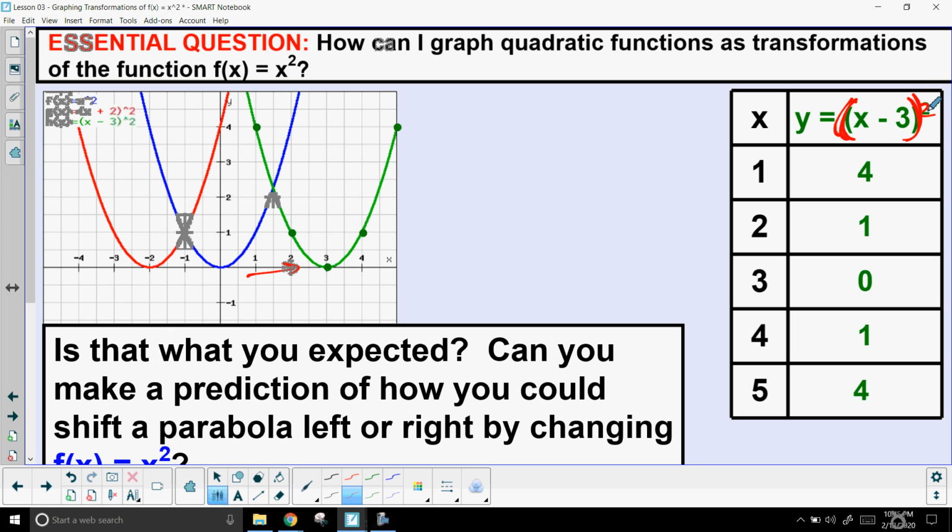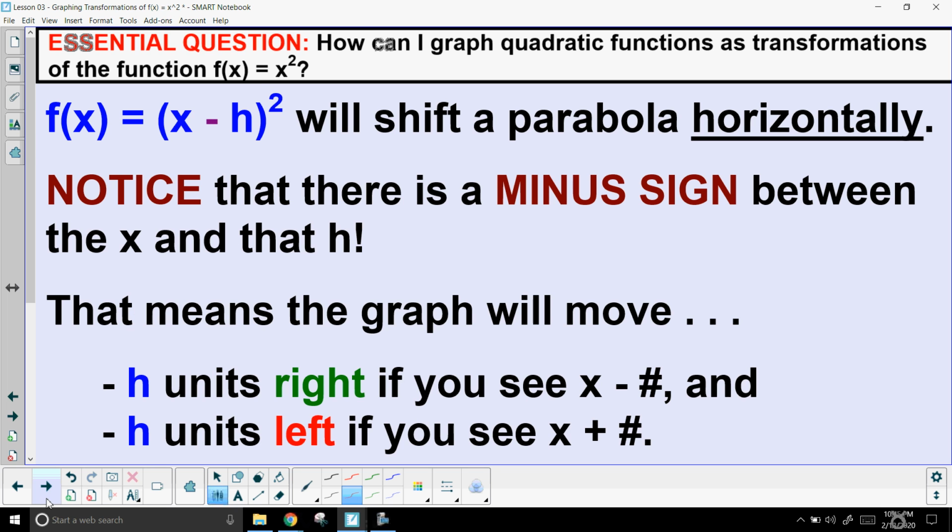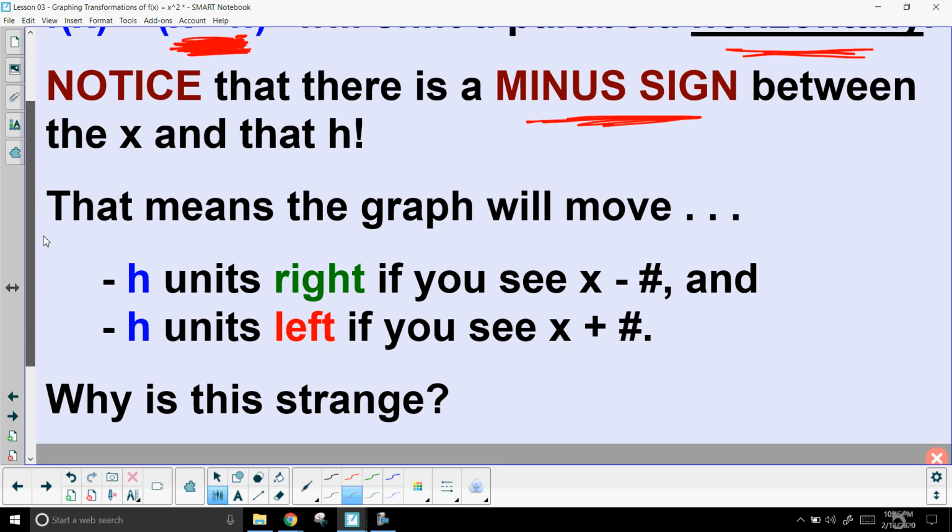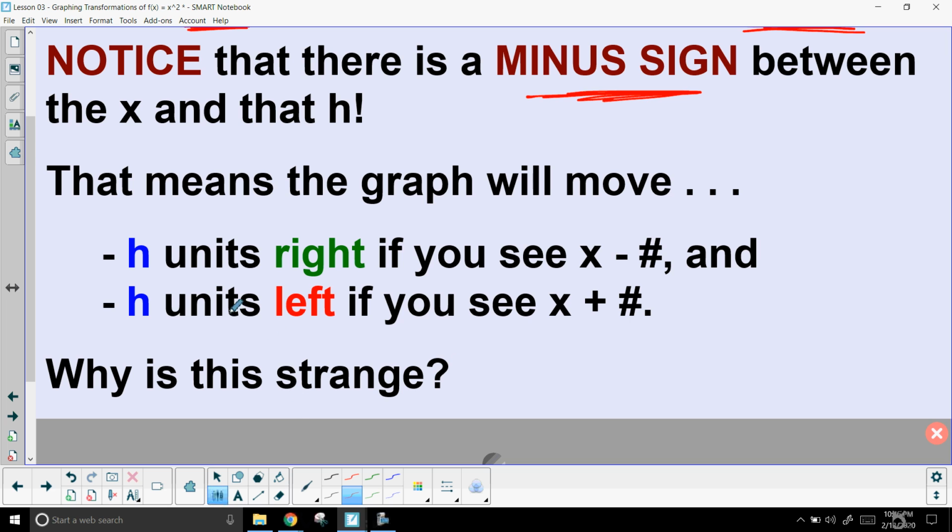So let's take some notes on that. We're introducing the h idea. Shift horizontally. Notice that there must be a minus sign between the x and that h. The idea is that strange things happen in parentheses. We'll be changing the signs. So, h units right, if you see x minus a number, you might want to write that down. H units left if you see x plus a number.